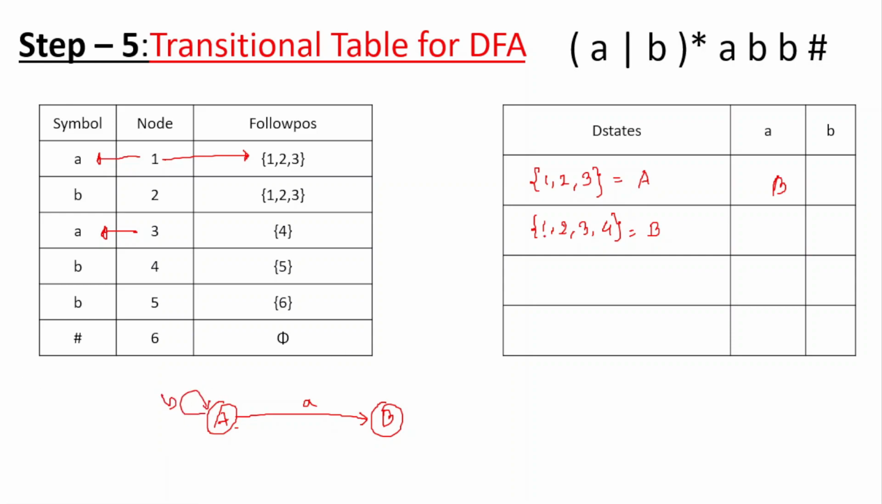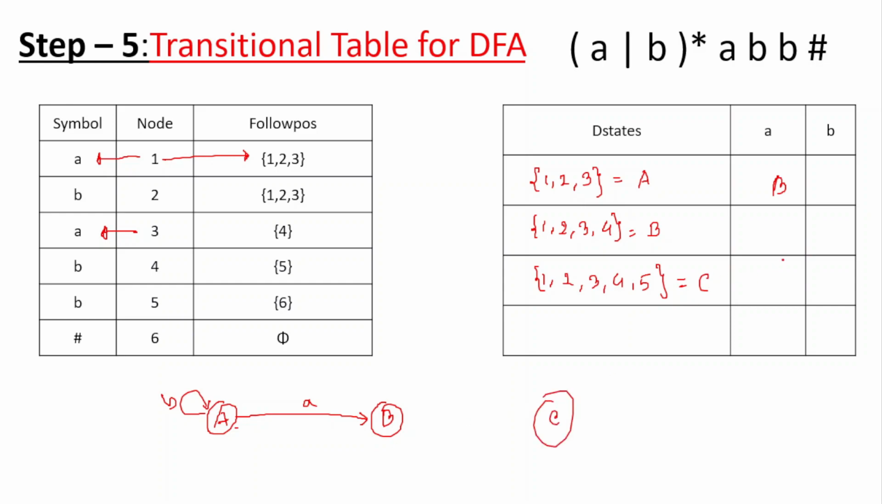Now the next term, B has 1, 2, 3. Okay, from 1 I get 1, 2, 3. From 2 I get 1, 2, 3. From 3 I get 4. Now from 4 I get what? 5. So this is my new state. Then I am writing here all the terms 1, 2, 3, 4 and 5, because from 4 I get a new term. Thus this is my new state. Let me write here C.